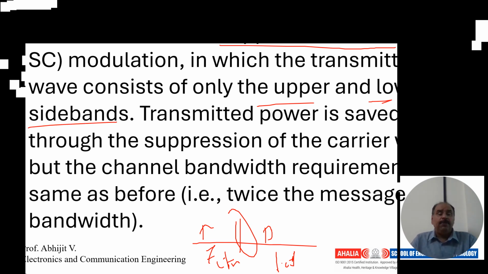The transmitted power is saved here through suppression of the carrier wave, but the channel bandwidth requirement is the same as before. We do not have any kind of advantage with respect to bandwidth because we have to transmit both the upper and lower frequency bands, sidebands. Okay, so double sideband suppressed carrier, as the name tells itself, the carrier frequency component is suppressed and you are transmitting only the upper and the lower sidebands. This type of amplitude modulation is called double sideband suppressed carrier or DSB SC modulation.